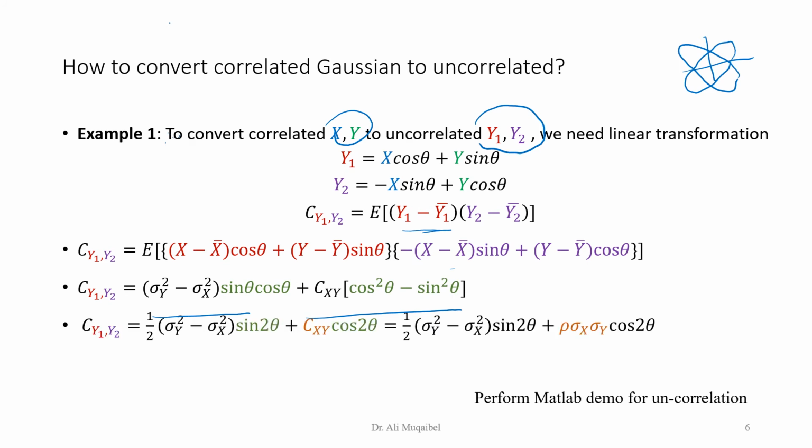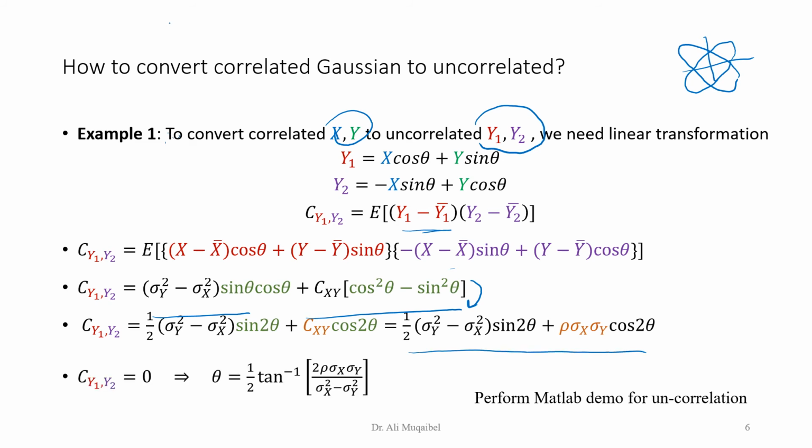Now, we would like this to be equal to 0 if we want them to be uncorrelated. So if we think about this for a little bit and use a little bit of math, we can get cosine and sine of double the angle. And we got the following final expression. Remember that sine over cosine will give you tan. So if you equate this to 0 and solve for theta, you'll find out that theta equals tan inverse of the following expression. This expression is a function of rho, sigma x, sigma y.